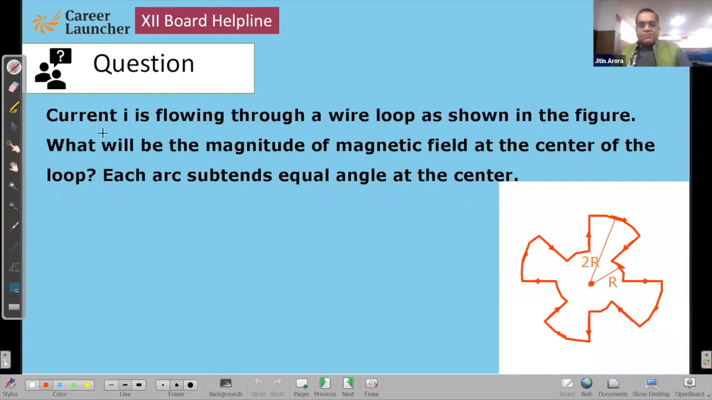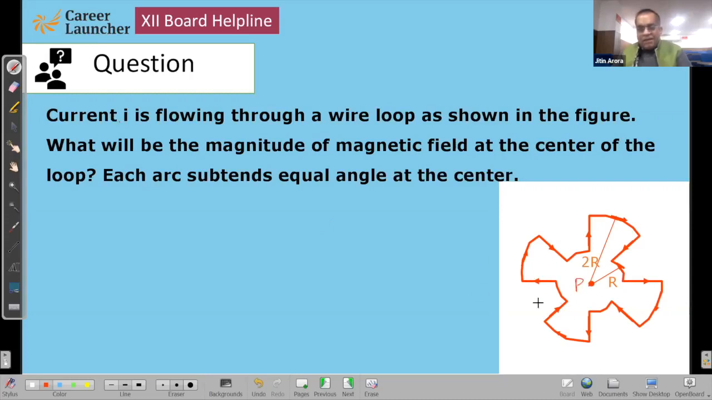अब आते हैं next question. Current I is flowing through a wire loop as shown in the figure. What will be the magnitude of magnetic field at the center of the loop? Each arc subtends equal angle at the center. So each arc is subtending equal angles at the center. You have to find the current, you have to find the magnitude of magnetic field at the center.